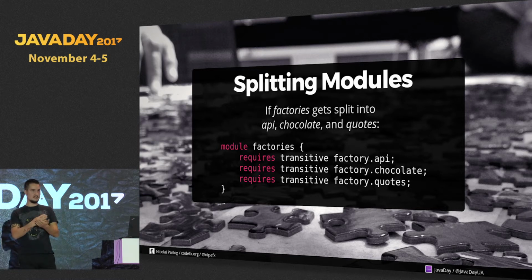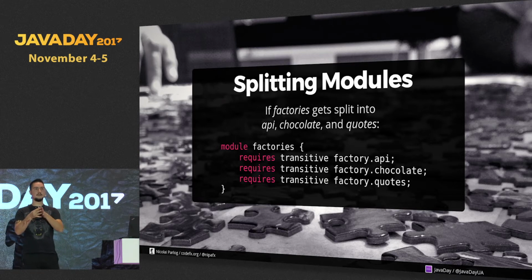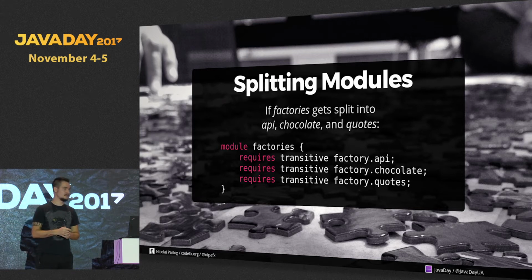So if you decide to split up factories, you can leave the factories module intact. You just put all the code into the sub-projects, you require transitive all of them, and you turn factories into an aggregator module. And now every user of factories that used to use the actual module with the actual code in there will now require an empty module, but thanks to this implied readability, it will read the new modules. So that's a use case.